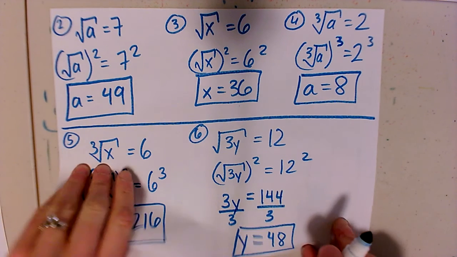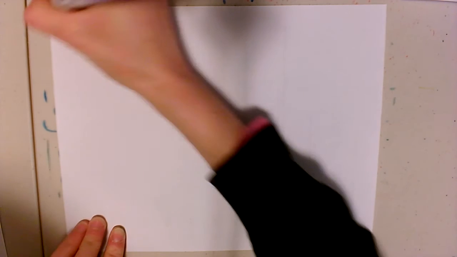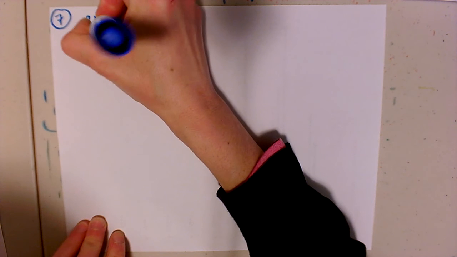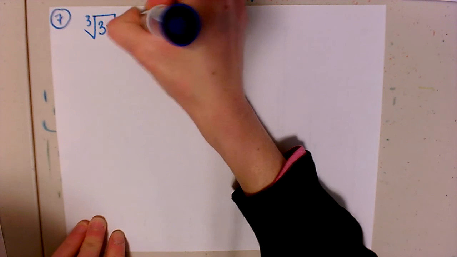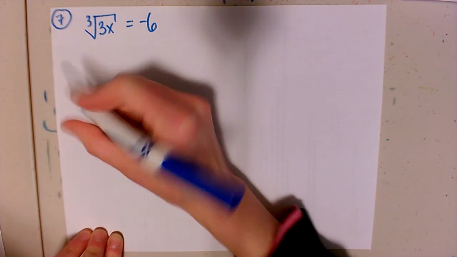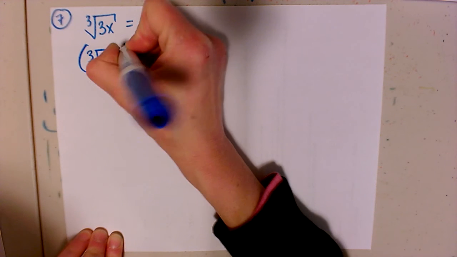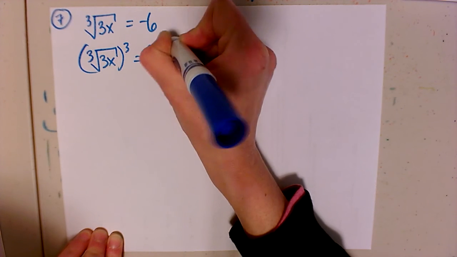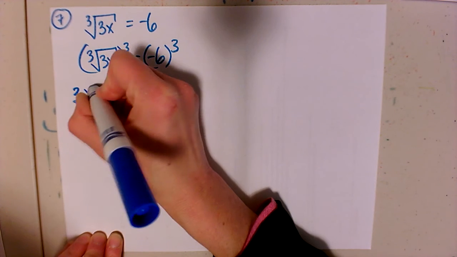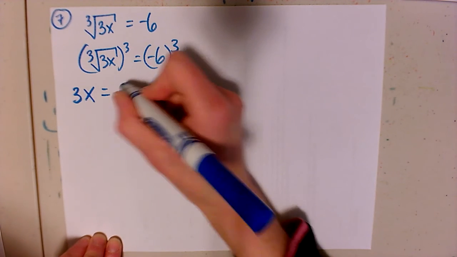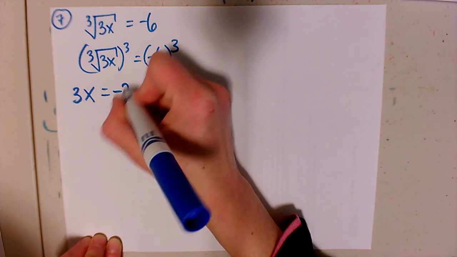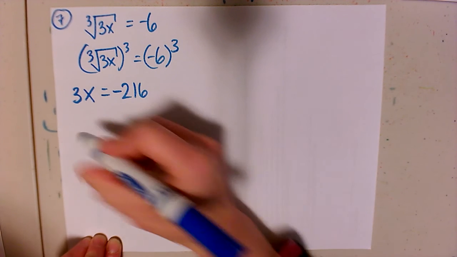Alright, so going on to number 7. So for number 7, I have the cube root of 3x is negative 6. Okay, so to get rid of a cube root, we're going to cube both sides. So I'll raise both sides to the power of 3, and I'll get 3x is equal to, let's see, negative 6 cubed. That's going to be negative 216.